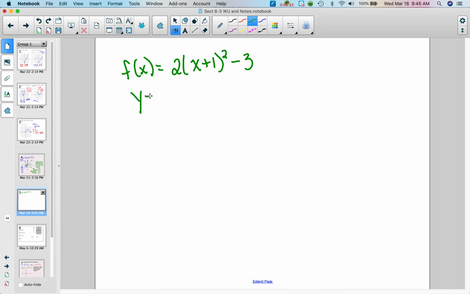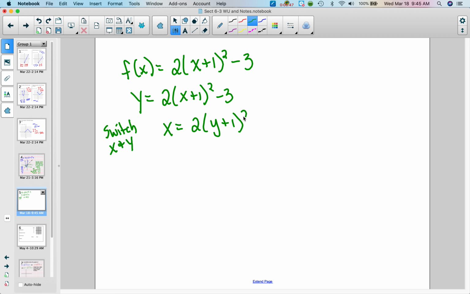So I'm going to call this y equals, instead of f of x, and I'm going to switch x and y. So I get x equals 2(y + 1) squared minus 3, and then we're going to solve for y. So I'm going to add 3 to both sides. I'm getting the y by itself is what I'm trying to do. Next I have to divide by 2.